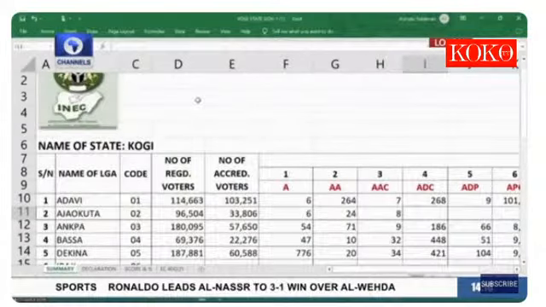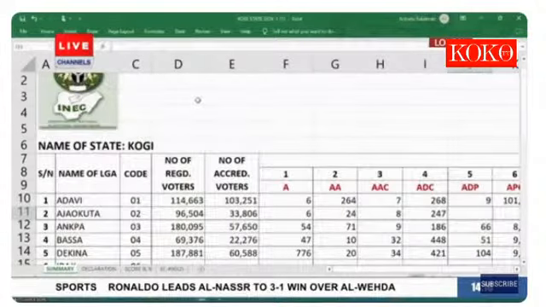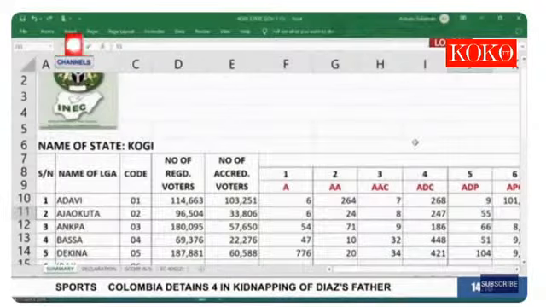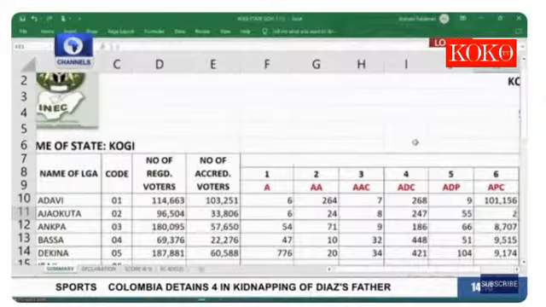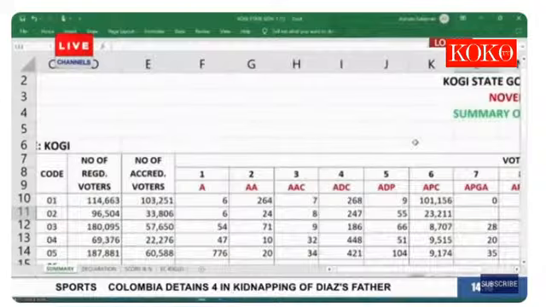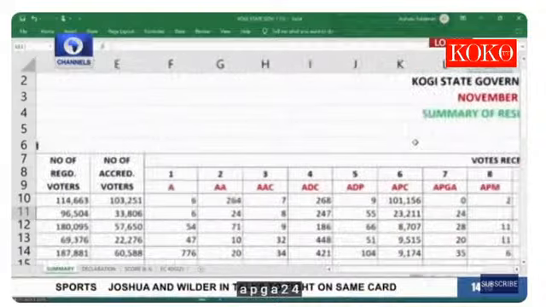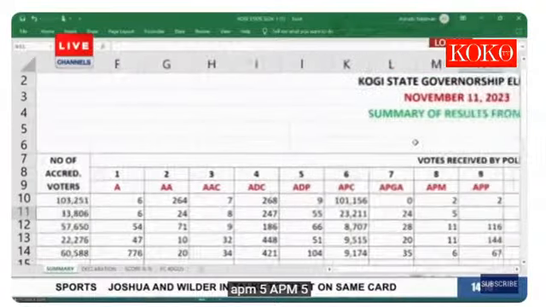ADC, 247. ADP, 55. APC, 23211. APGA, 24. APM, 5.